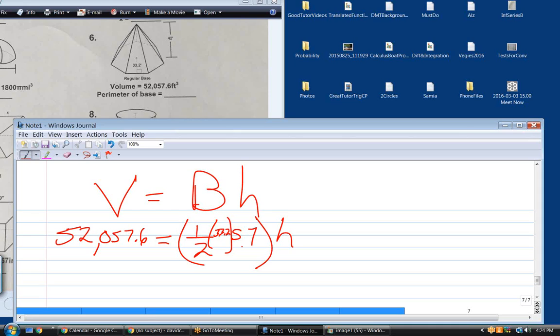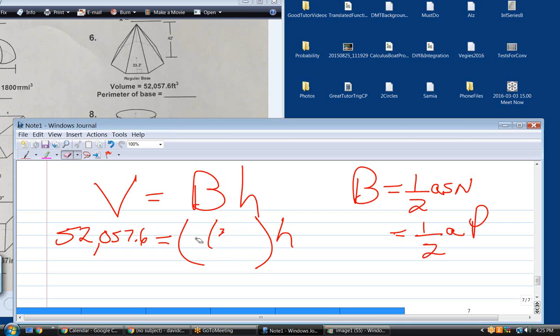You know what? Let's back up a second. There's two formulas for the area of the base, and that's why they drew this picture screwy. It's 1/2 ASN, but that S times N is also the perimeter, so it's also 1/2 A times P. Okay? And by using that formula instead, makes this problem a whole lot easier.